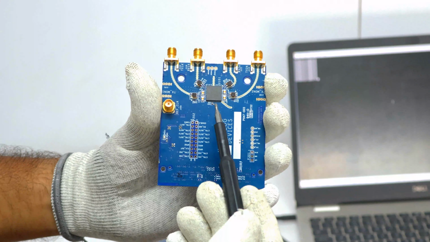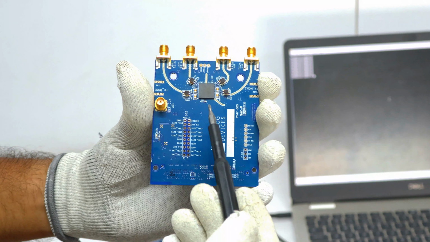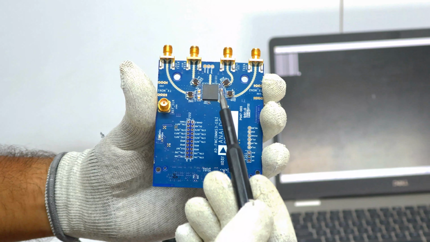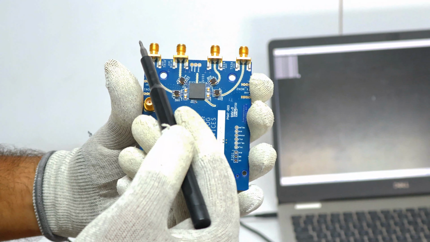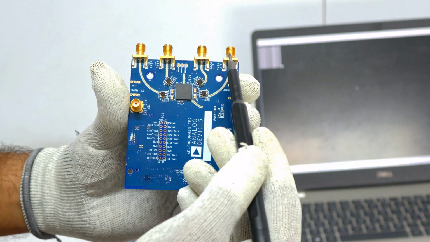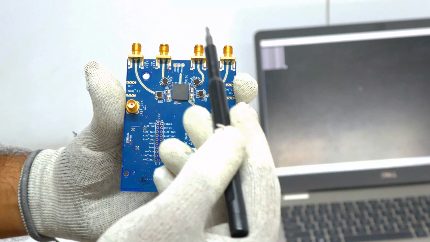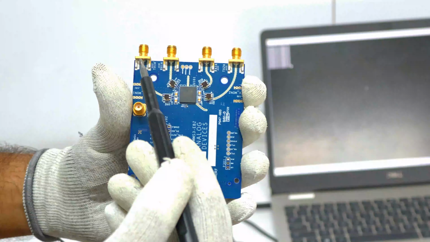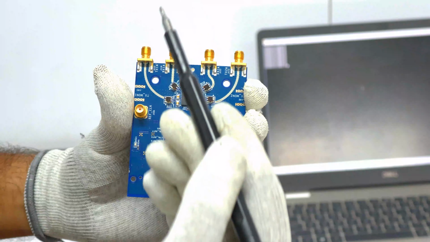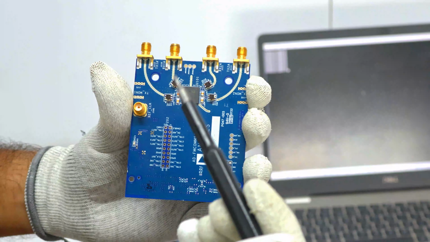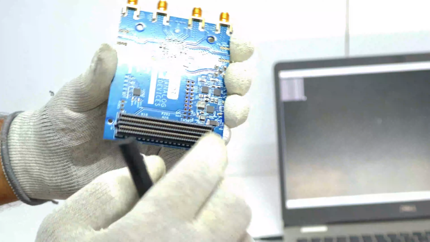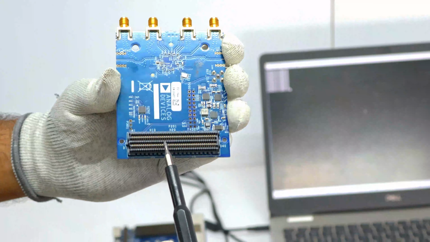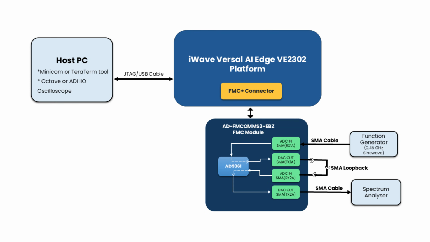The AD-FMCOMMS3-EBZ is a versatile SDR module based on the AD9361 RF transceiver, supporting frequencies from 70 MHz to 6 GHz, MIMO capability, and configurable bandwidths up to 56 MHz. Making it a perfect match for FPGA-based platforms via FMC connectors. The diagram below provides a high-level block representation of the system.